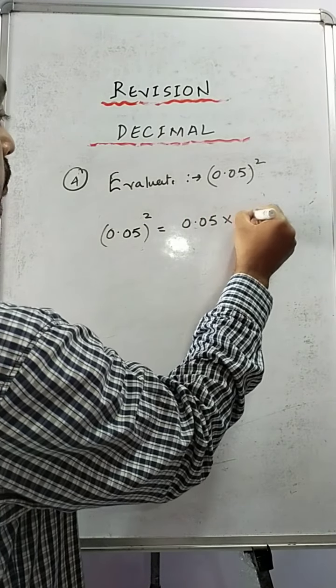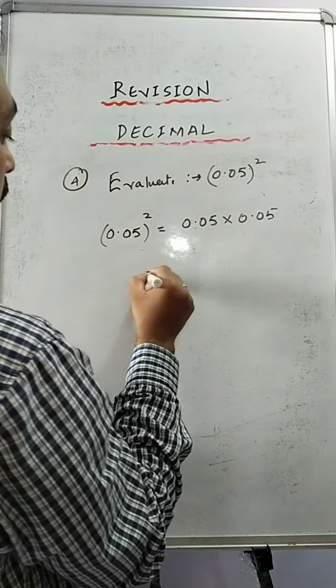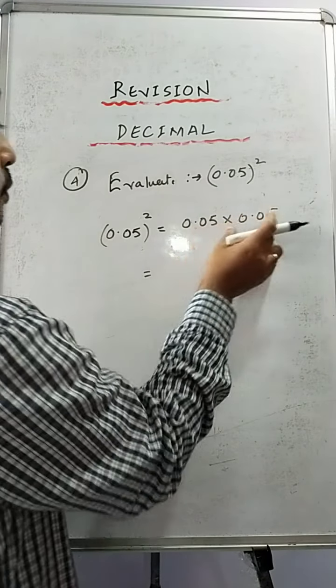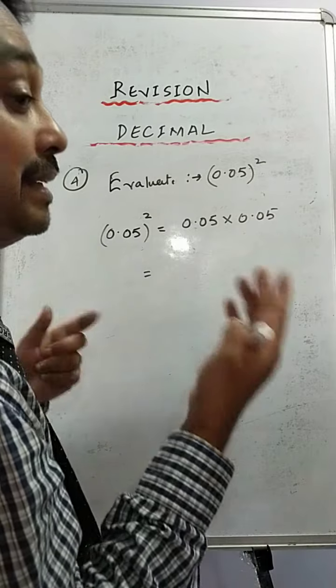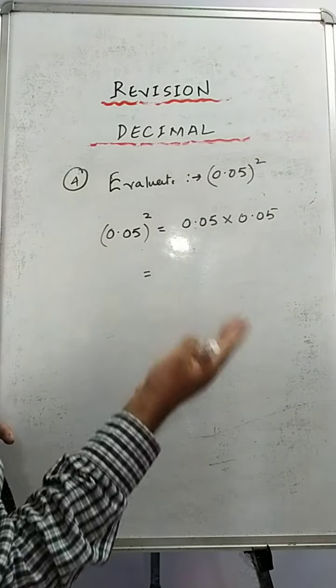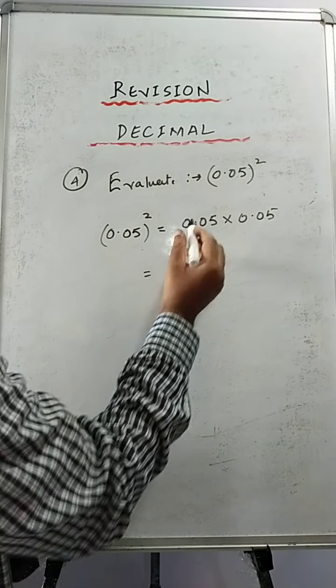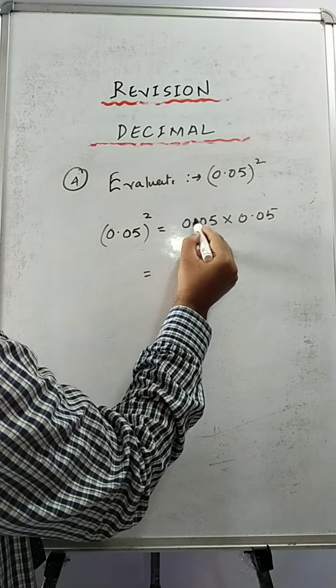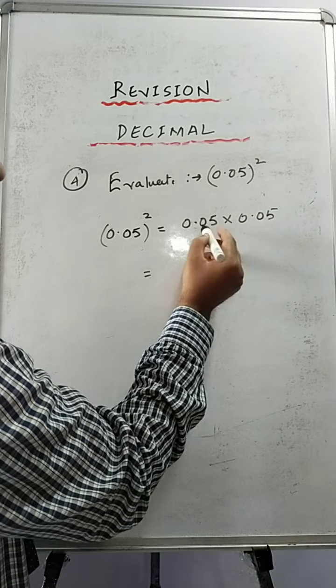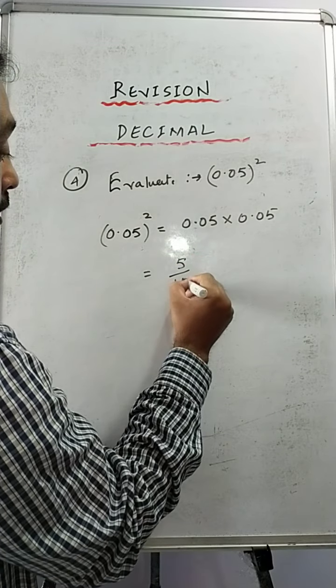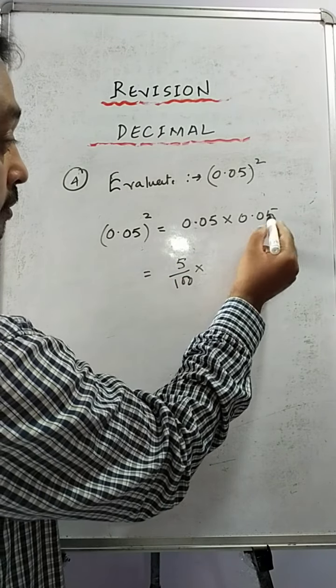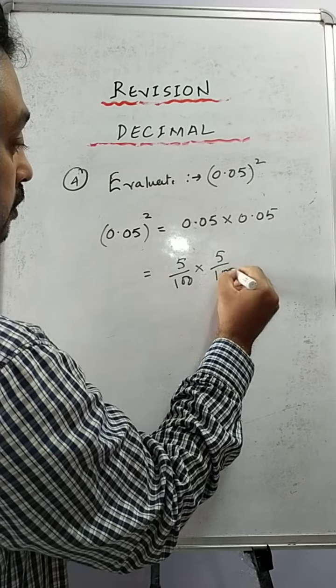0.05 into 0.05. Now when you see that the two numbers are in decimal form and you have to multiply them, then I will rather advise you to convert this decimal to a fractional form first. So how many digits are there just after the decimal? That is 2. So you will write 5 by 100, isn't it? And the same thing we will write for the second number also, 5 by 100.